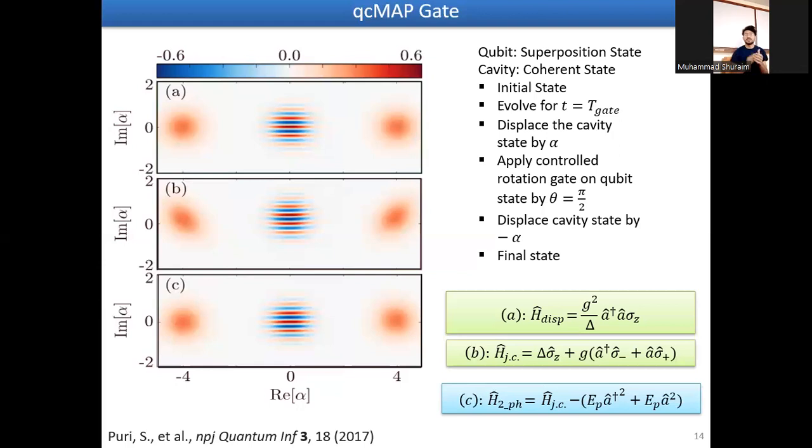and then the final state is the cat state. But the main point to present here is that when we take into account this specific case, we achieve a distorted cat state. In figure B, you can see that the cat states are distorted. And when we take into account the two-photon drive in this method, we have achieved not a distorted cat state, but a perfect cat state.